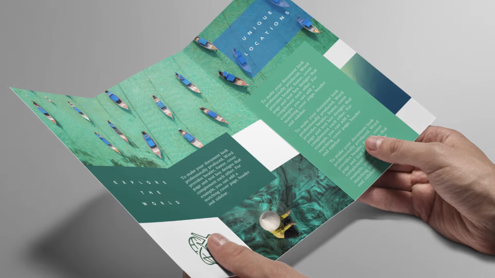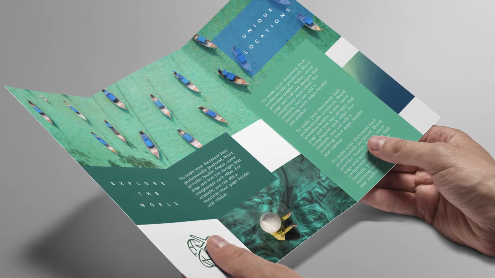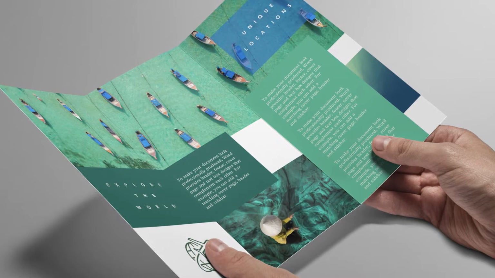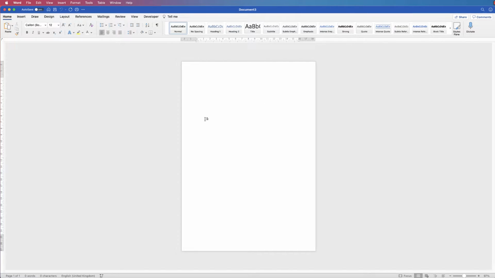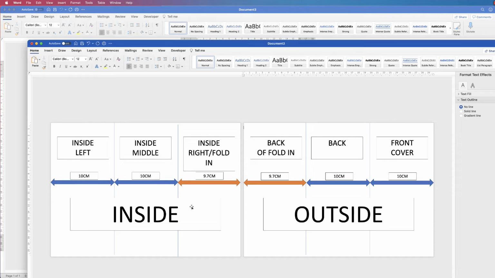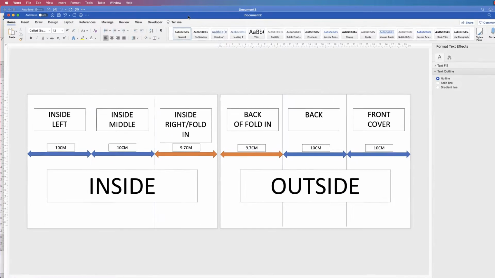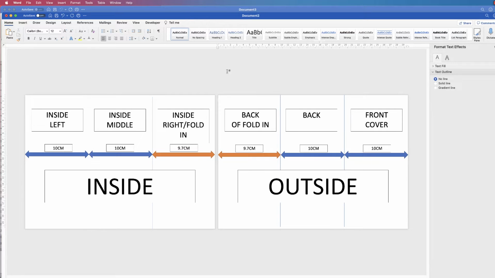Hi, and in today's tutorial I'm going to show you how to make this trifold leaflet in Word. Now the first thing we need to do is to format our page correctly. So this is just an A4 page, and what we need to do is to get it to this. So this is something I have formatted earlier.